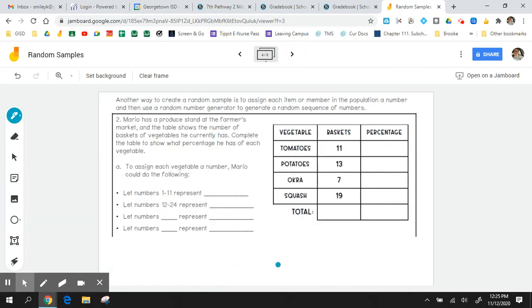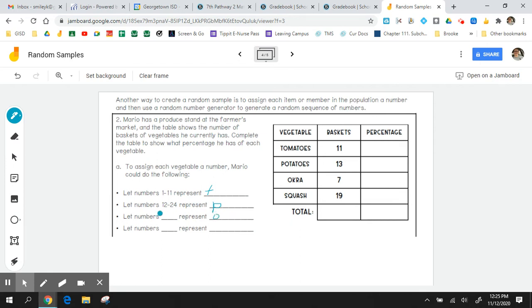So if we do another example, we're going to look at this data here. We're going to have vegetables, and they already gave us how many baskets we have for each vegetable. So I'm going to fill in here. I'm not going to write down the whole word because that would make your video really long, but tomatoes is 1 through 11. Potatoes would be 12 through 14.